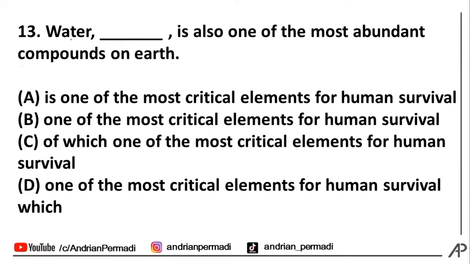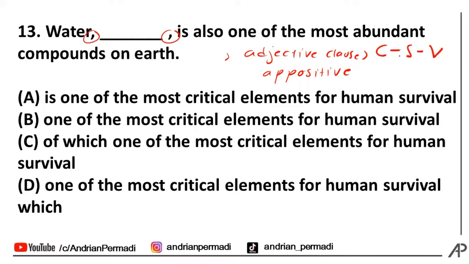For this question, we're able to see that we have two commas near the blank space. Now, there are two possibilities if we find two commas. The first possibility is that we will have an adjective clause, or we will have an appositive. If it is an adjective clause, then we will need to follow the pattern of connector, subject, and verb. If it is an appositive, then we will need to only choose an answer that consists of several words with several prepositions. There will be no verb in the appositive form.